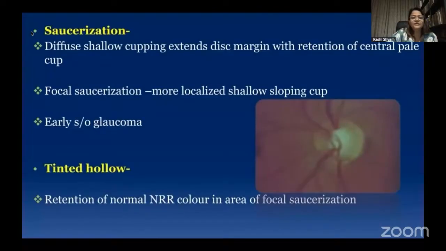Now, saucerization is when you have a diffuse shallow cupping, and this extends to the disc margin with the retention of the central pale cup. You may have focal saucerization also, and these are early signs of glaucoma.